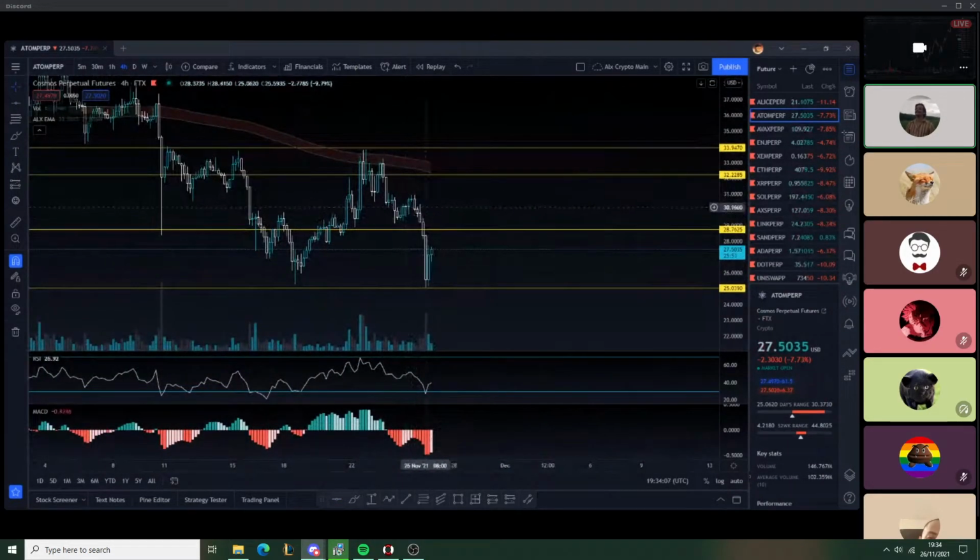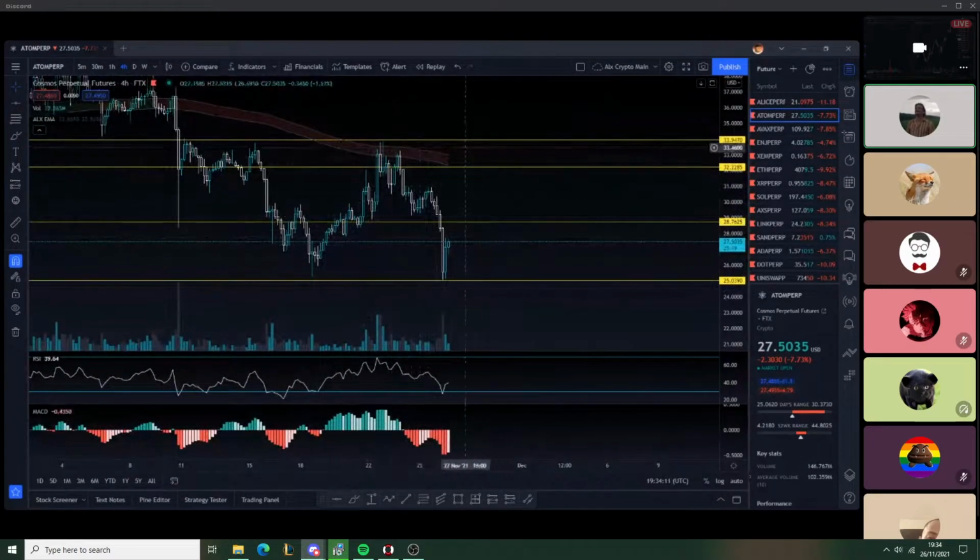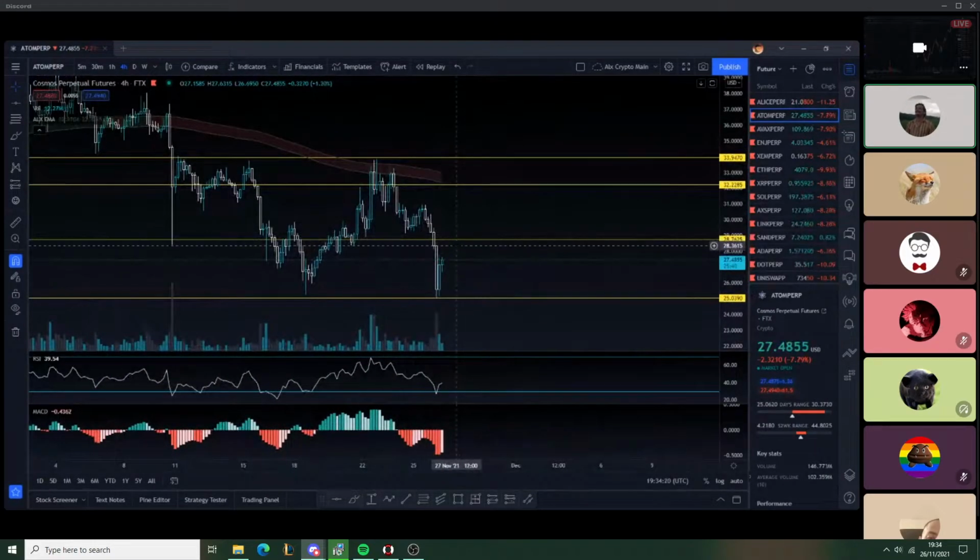And the more you do it, the easier it becomes. But it's very much simply a case of looking at the range and looking where you're seeing these wicks stop out, to get the resistance, and likewise for the support. So that's the first thing I do.